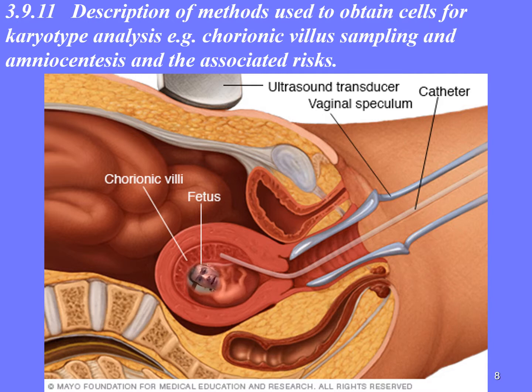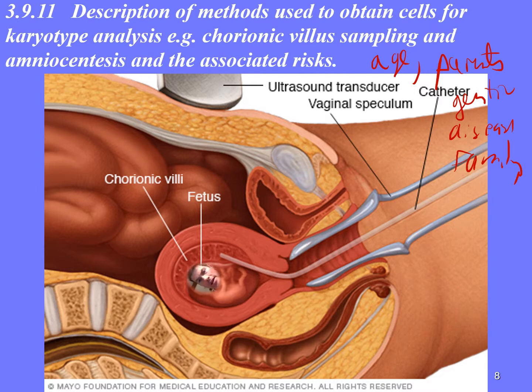So a lot of times when you have advanced maternal age, or if the parents are suspected of having some genetic disease, like family history, like they have a lot of cystic fibrosis in their family, or a lot of Huntington's disease, or a lot of sickle cell, they might get genetic testing done just to see if their child will have some of these diseases. So there are different ways you can go about sampling.